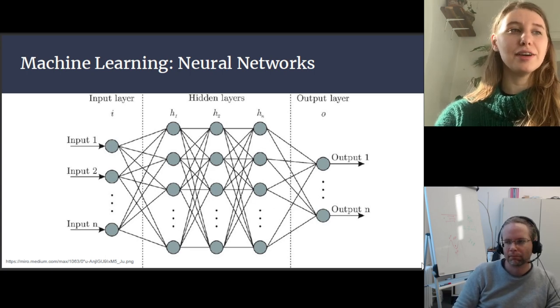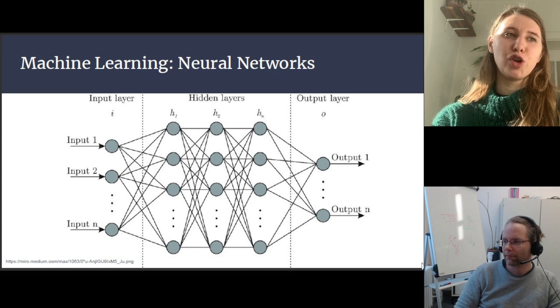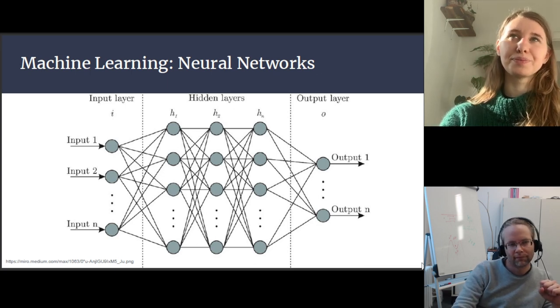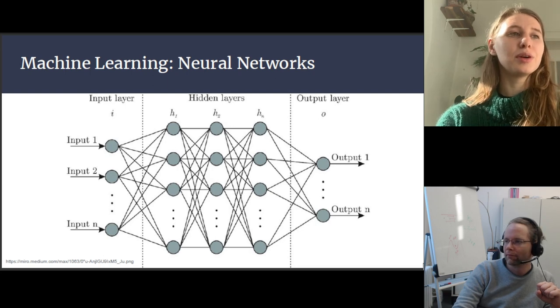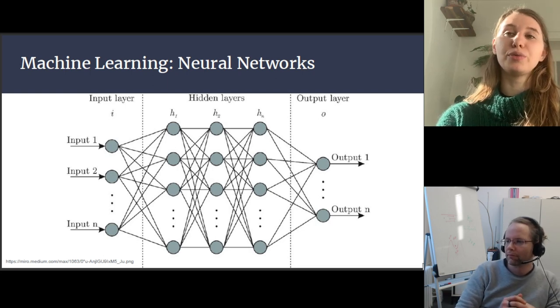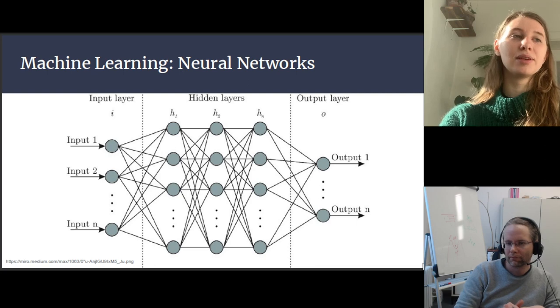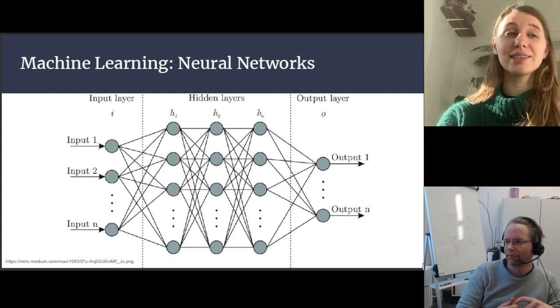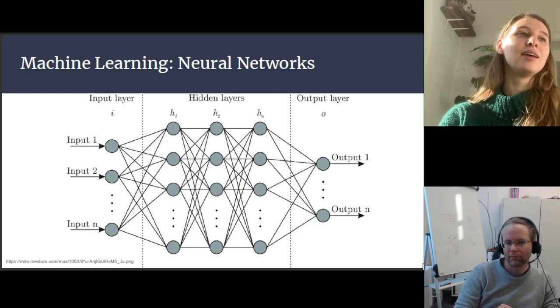There's the input layer, and you have all these different nodes in the input layer. And for example, when you put an image into your neural network, each node will get one pixel. So you have a certain amount of pixels, and that is the number of input nodes that you will get.